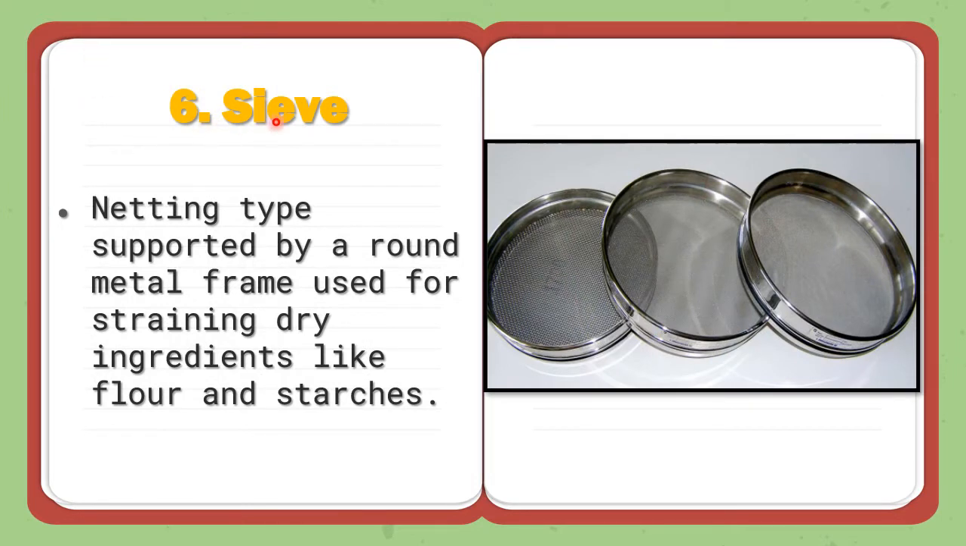Okay, number 6, we have sieve. This is an example picture of a sieve. It is a netting type supported by a round metal frame used for straining dry ingredients like flour and starches.